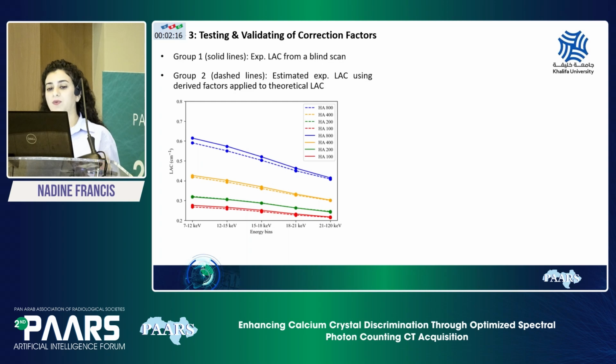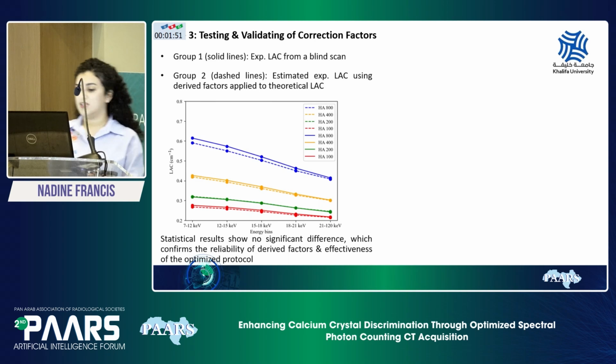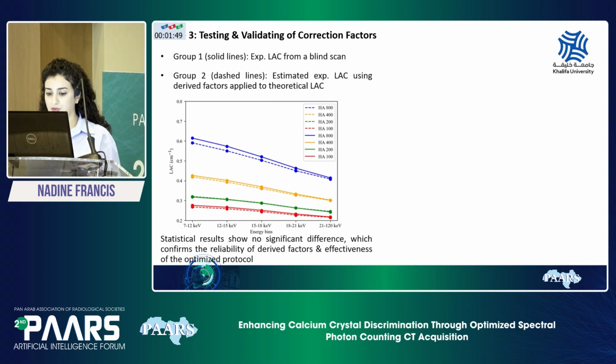So what we did, we got the experimental attenuation values from a blind scan, which is a totally new scan with randomly placed material, and we compared it with the second group, which is estimated experimental attenuation values. These values were retrieved using derived factors applied to the theoretical LACs, or attenuation values. So statistical results show that there is no significant difference between these two groups, which confirms the reliability of our derived factors and the effectiveness of our optimized protocol.